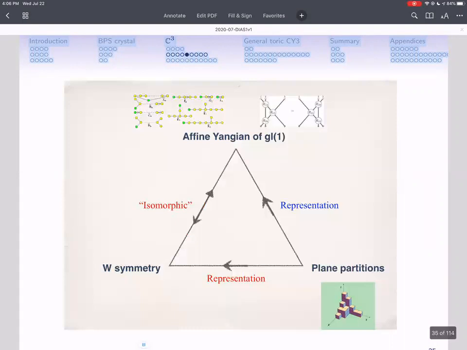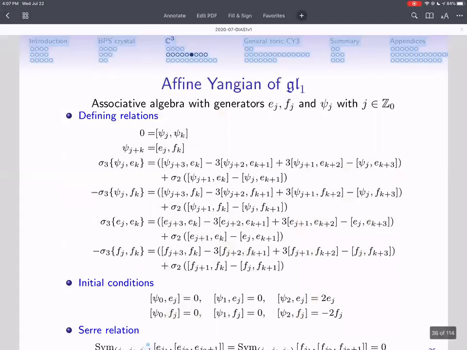Right. So there's a very useful triangle relating the alpha Yangian GL1 and W symmetry and the plane partition here. In the sense that from the alpha Yangian GL1, the plane partition is the natural representation. And also, from the plane partition, it's actually very useful to use a plane partition to study the representation of the double symmetry.